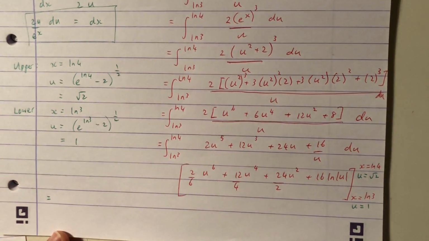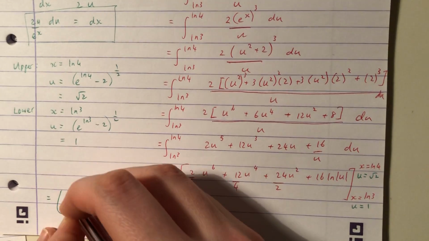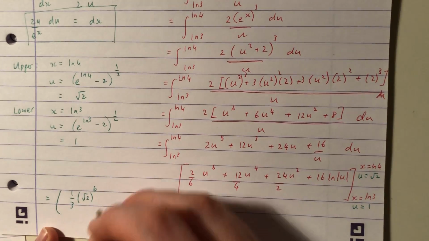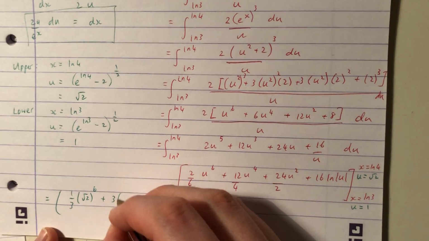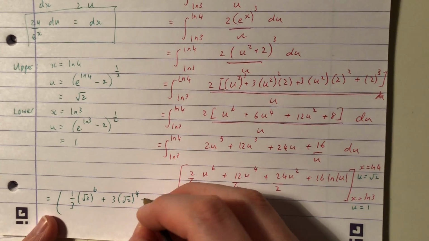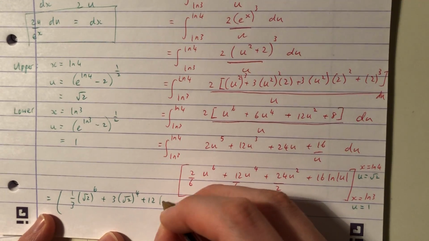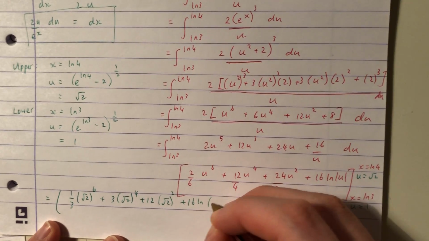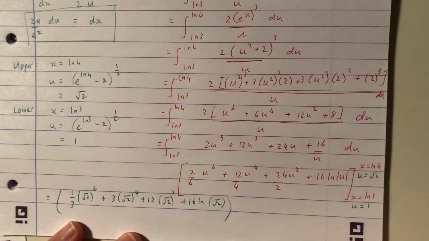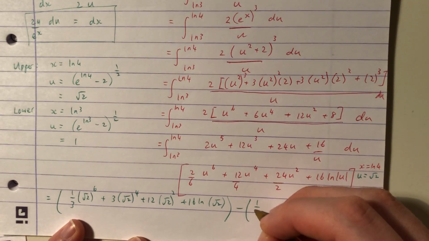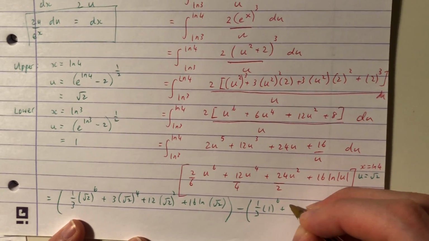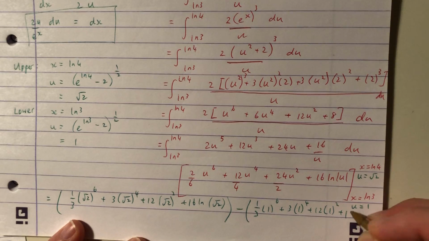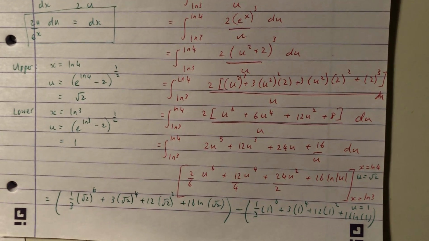So this is equal to 1/3 root 2 to the power of 6 plus 3 root 2 to the power of 4 plus 12 root 2 squared plus 16 ln root 2. Subtract 1/3 1 to the power of 6 plus 3 1 to the power of 4 plus 12 1 squared plus 16 ln 1. Squeezing that in.